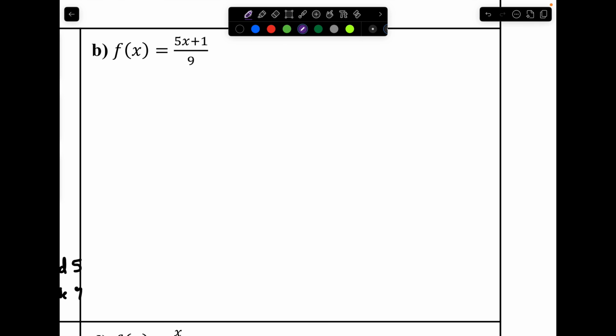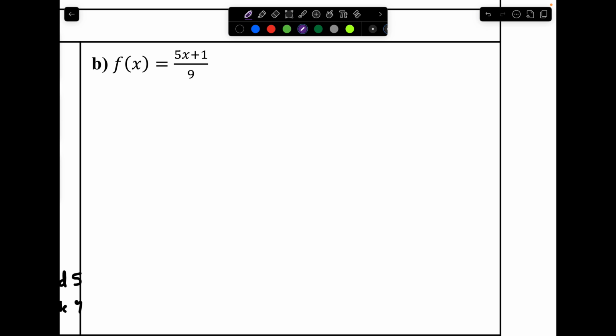So now let's look at this next example here. Here we're going to do the same thing by first switching the x and the y. So we're going to write this as 5y plus 1 divided by 9, and that's going to equal x.